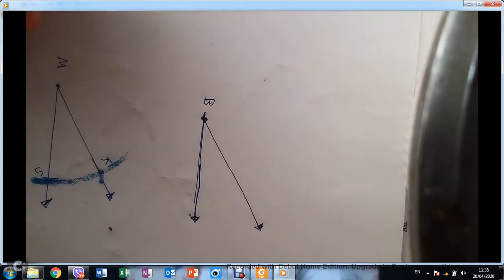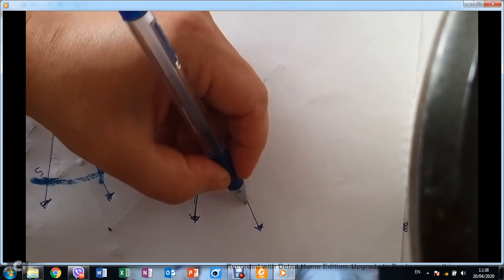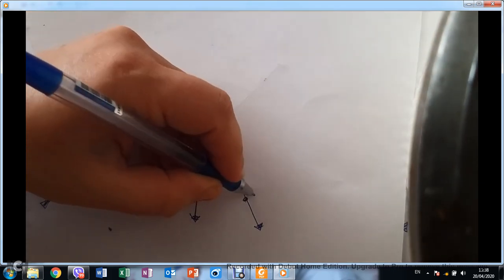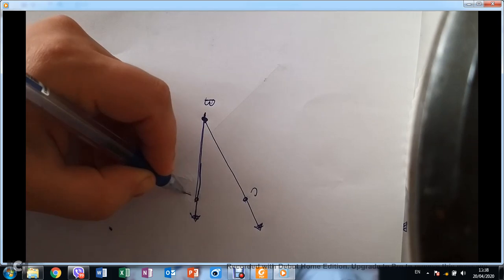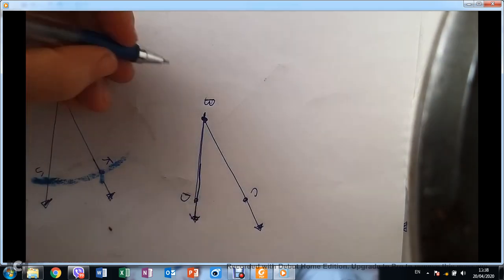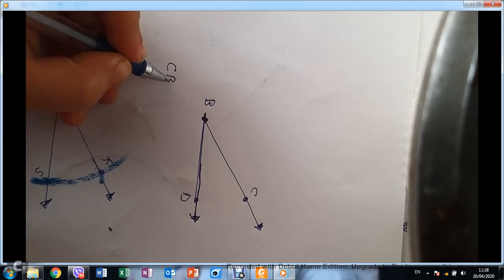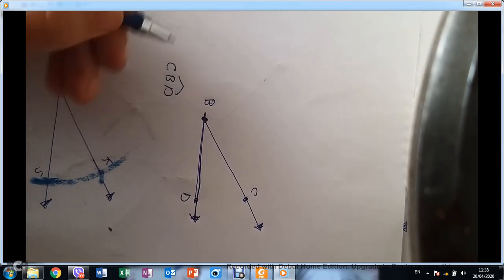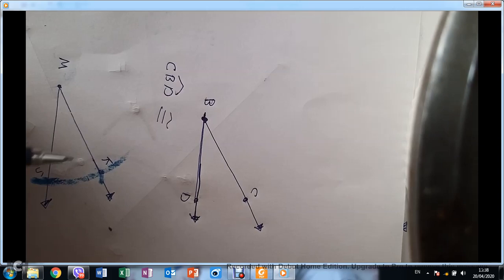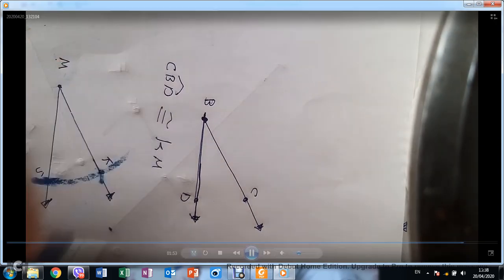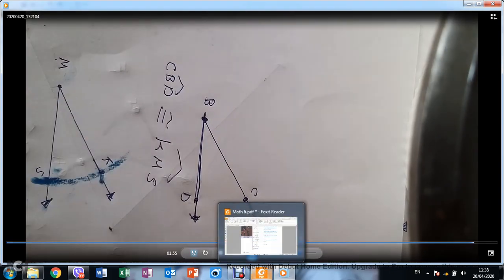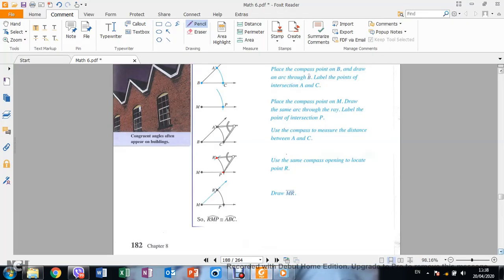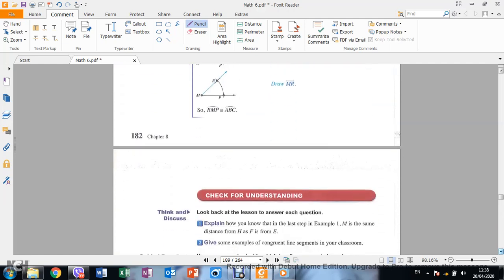So at that time, what do you need to do? You need to tell me, we name the other points of B. So now you tell me: angle CBD is congruent to angle KMS. Now you know how you draw this one and how you measure.